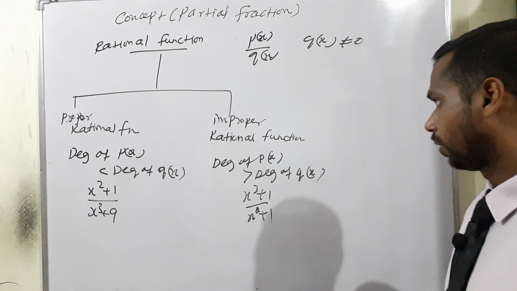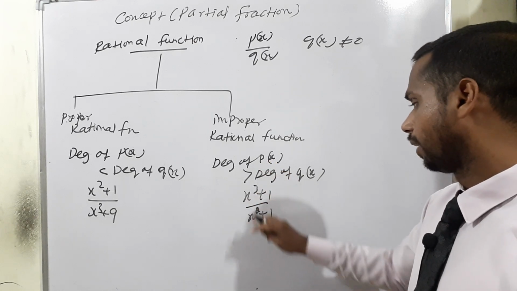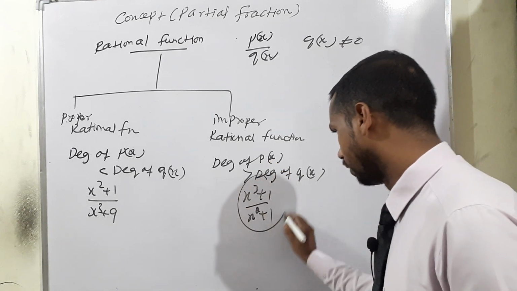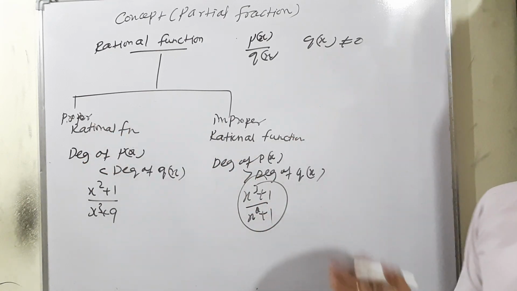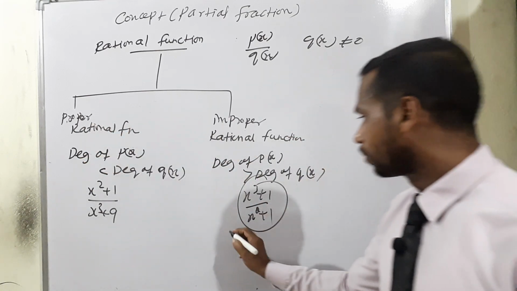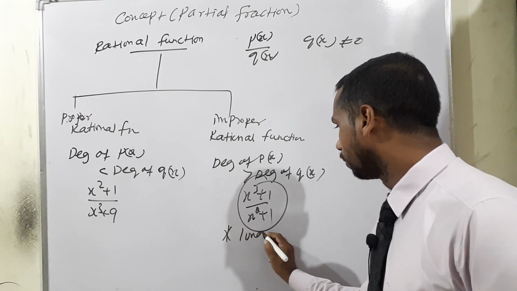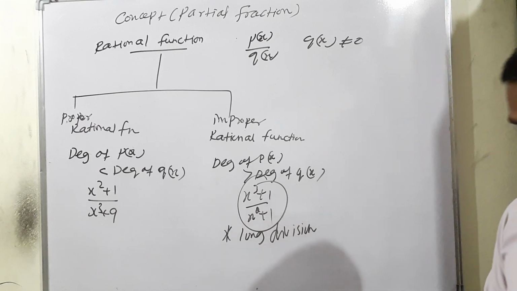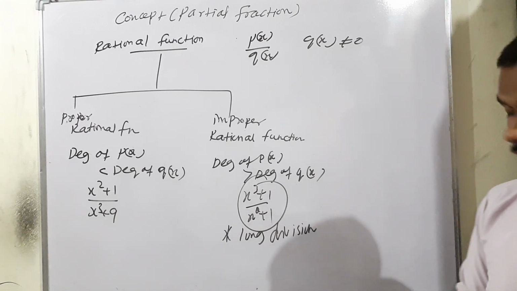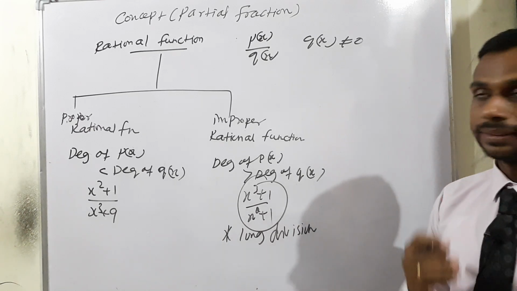So what I am saying, look at there, degree of p of x greater than. In such cases you have to convert to a proper rational function. So for that you have to apply the main one, the long division method. What is the main condition? We have to apply long division. For example, I think already we have applied it in some concept.